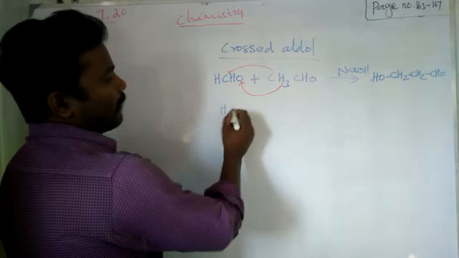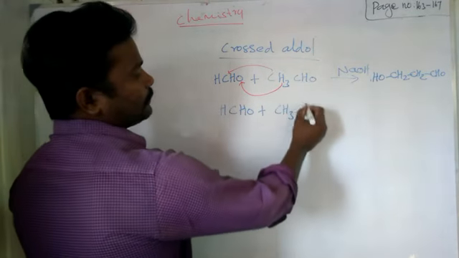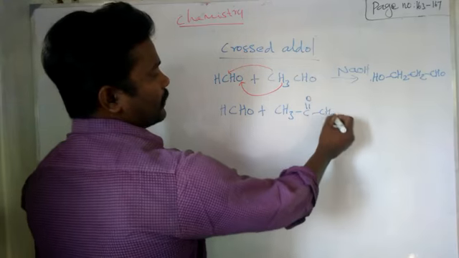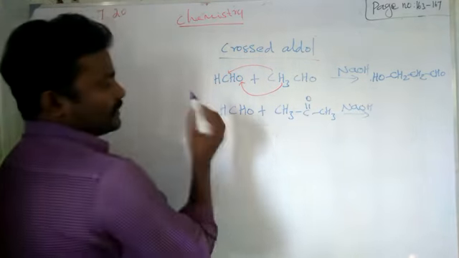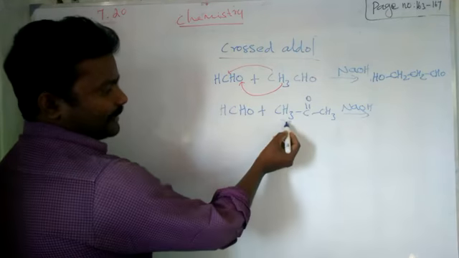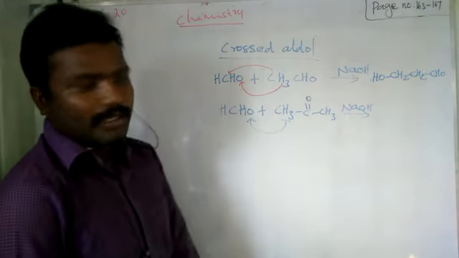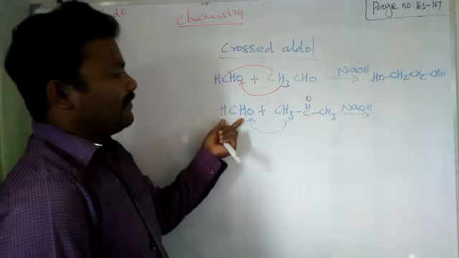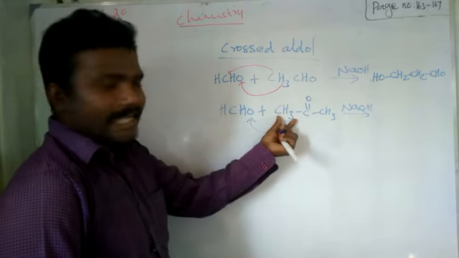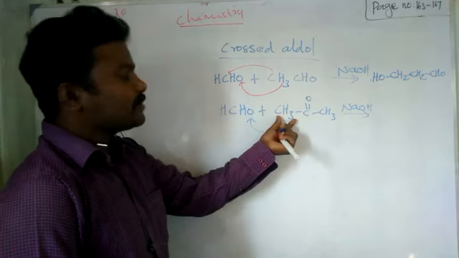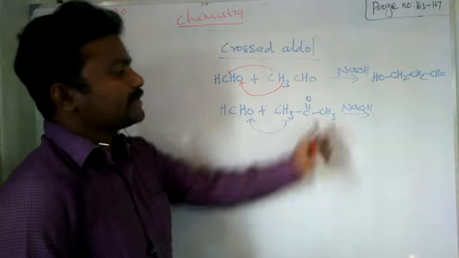Then you can take one ketone with the aldehyde. The same formaldehyde you can take with acetone, catalyst NaOH. The same reaction: from the 3 hydrogens you take one, add it to oxygen, and it becomes OH. So what will be the product? OH CH2, CH3 reduced into CH2. So OH CH2 CH2 CO CH3.